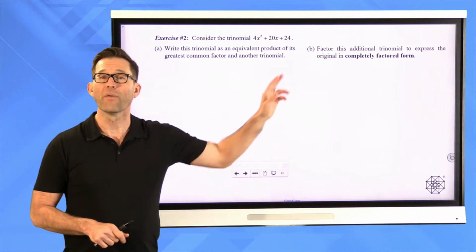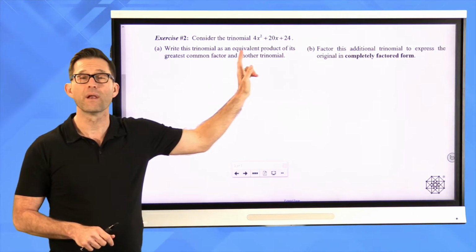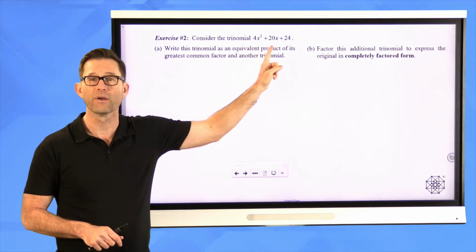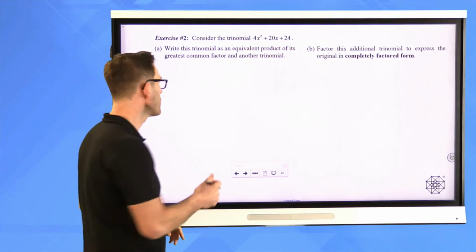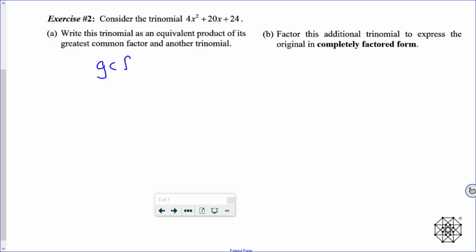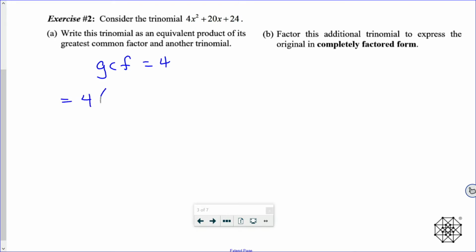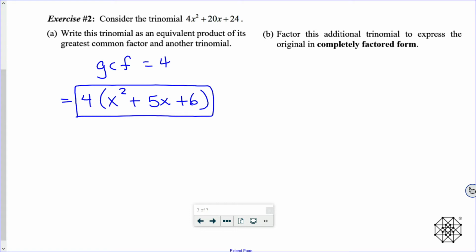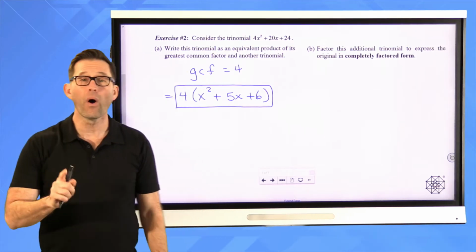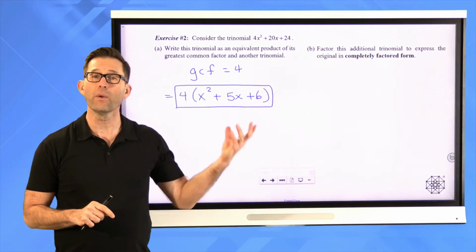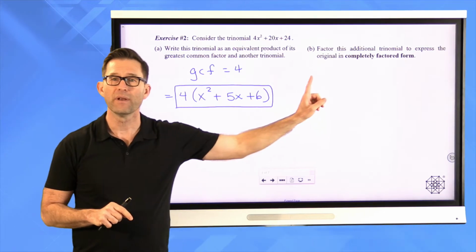All right, well, the GCF of this trinomial is the number 4, right? 4 goes into 4, it goes into 20, and it goes into 24. So I have a GCF of 4, and therefore I can say that this thing is equal to 4 times x squared plus 5x plus 6. Now, a couple lessons ago, when all we were doing was GCF factoring, we would have stopped at this point. But now let's take a look at letter B.